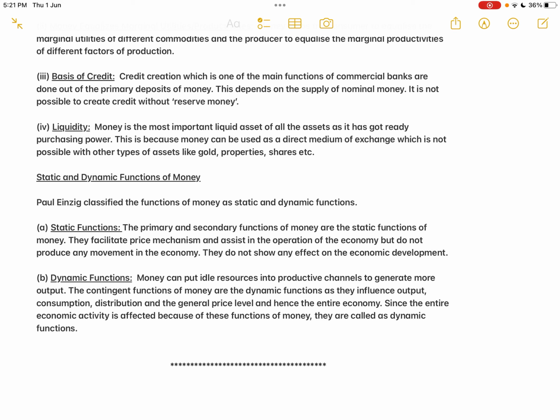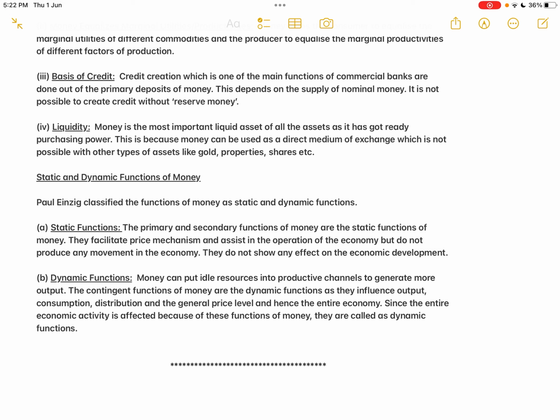So the static functions of money, the primary and secondary functions of money, are called the static functions. These are the traditional functions of money. Money has been continuously acting as a medium of exchange, measure of value, store of value, like that. All these functions help the general operation, the general running of an economy, but they do not influence the economic development of the country. They do not influence each and every citizen of the country. They do not influence any generation of employment or output or income, etc. So they are called the static functions.